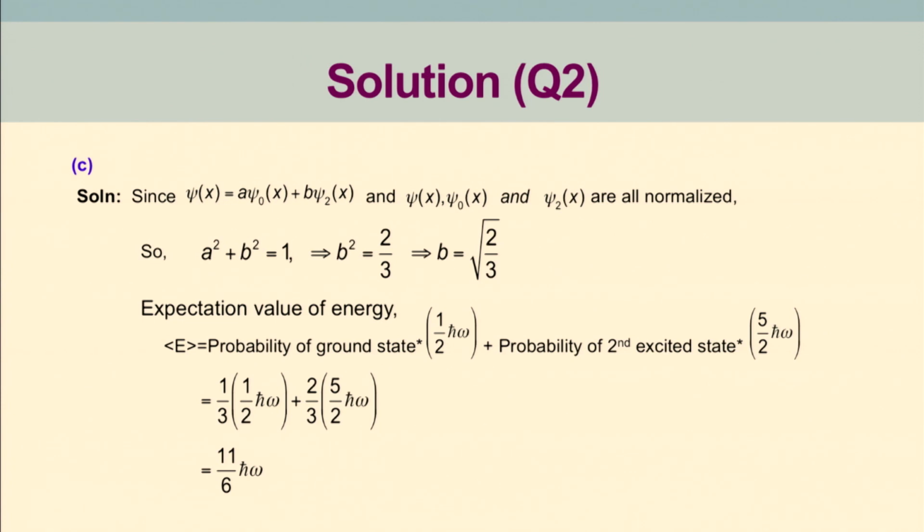And the second question which is asked is: what is the expectation value of the energy? The expectation value of energy will simply be the probability of the ground state multiplied by half h cross omega.